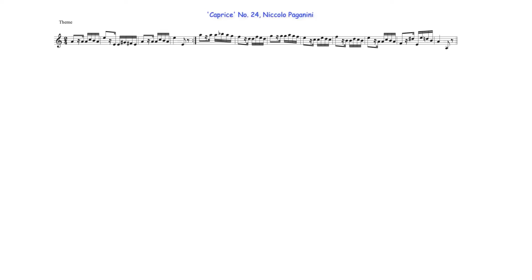An example of the first approach is the 24th Caprice by Niccolò Paganini, which comprises 11 variations on the theme. This work is for solo violin, and the theme's harmony is essentially implied, although in some of the variations it's more clearly outlined.